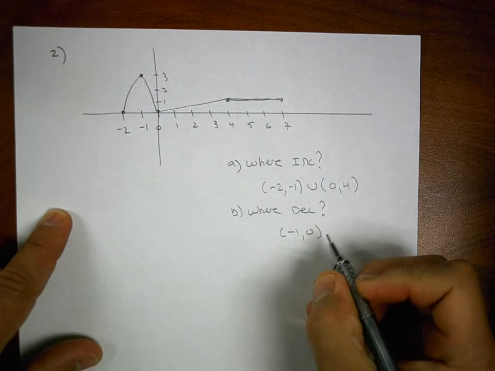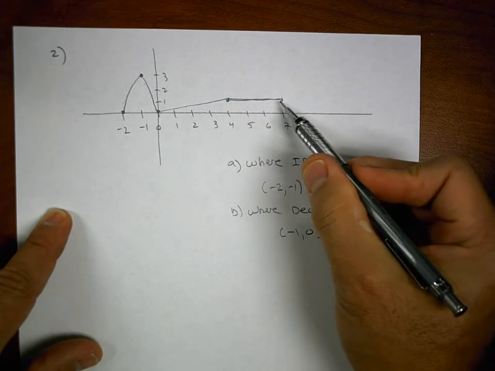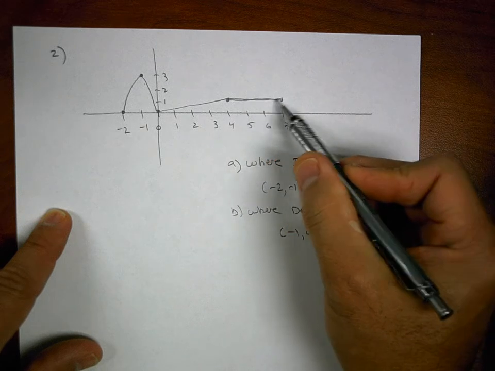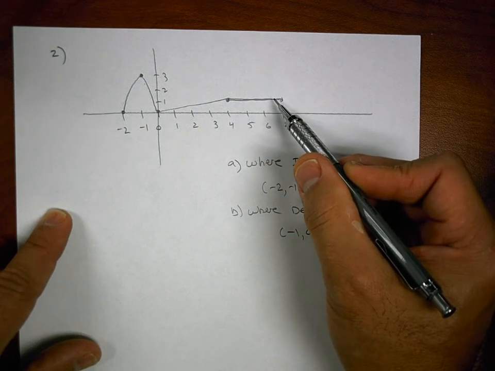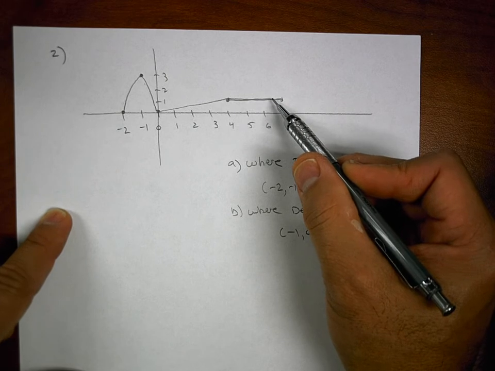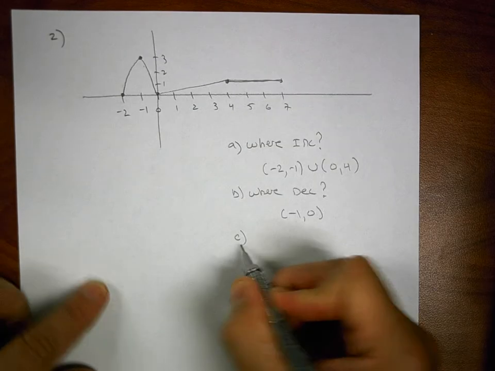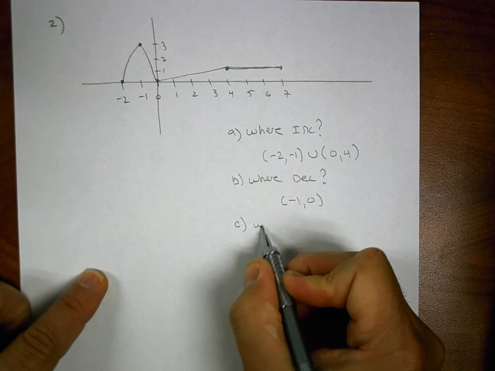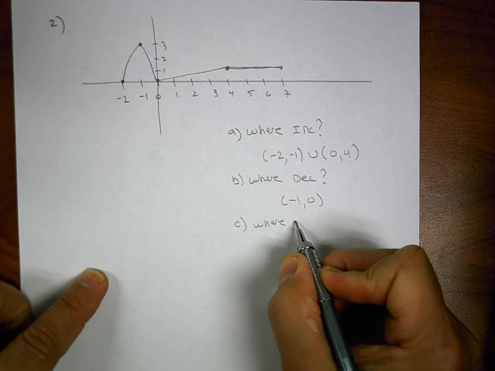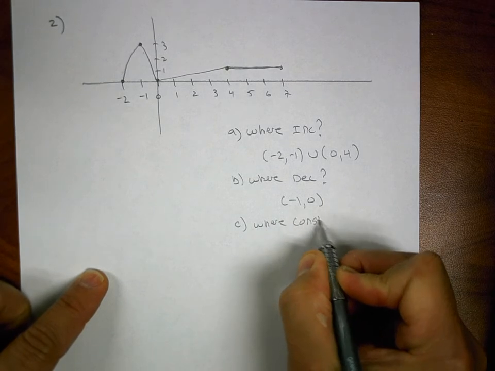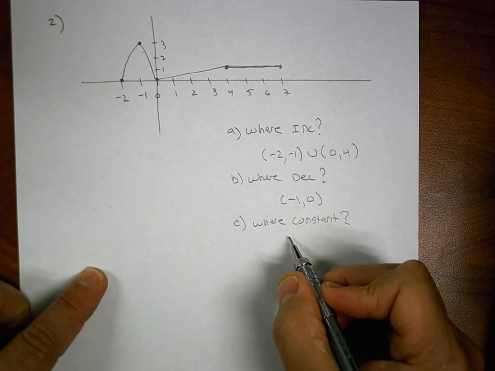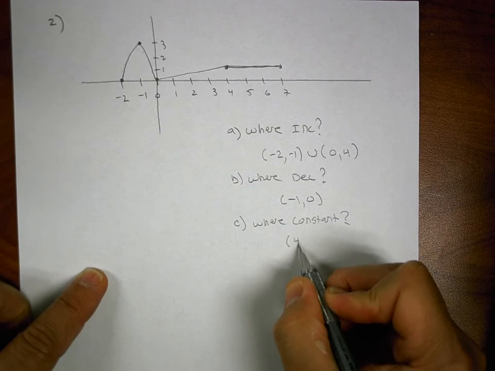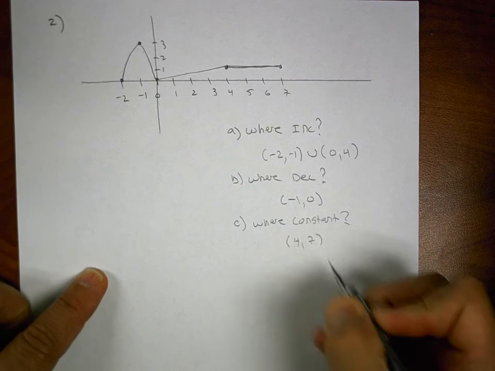And then what do you think we call this? It's not increasing, it's not decreasing, it stays the same. It's constant. Okay, so actually C, you may ask that. So where does it remain constant? That would be from 4 to 7. 4 to 7. That's where it's constant.